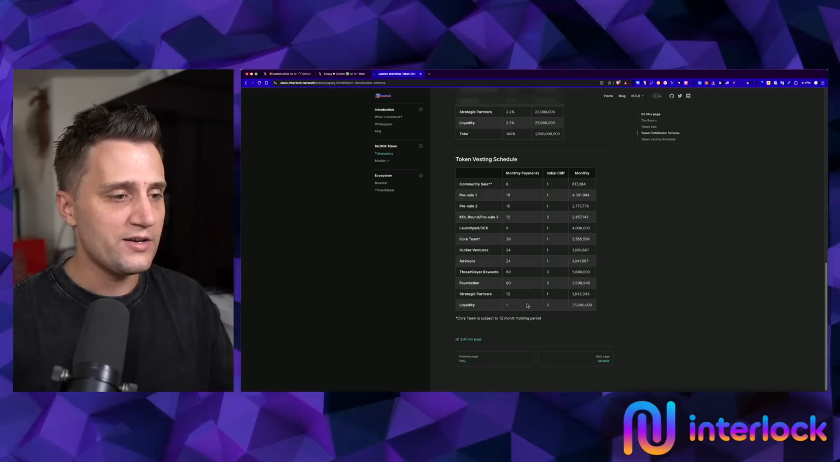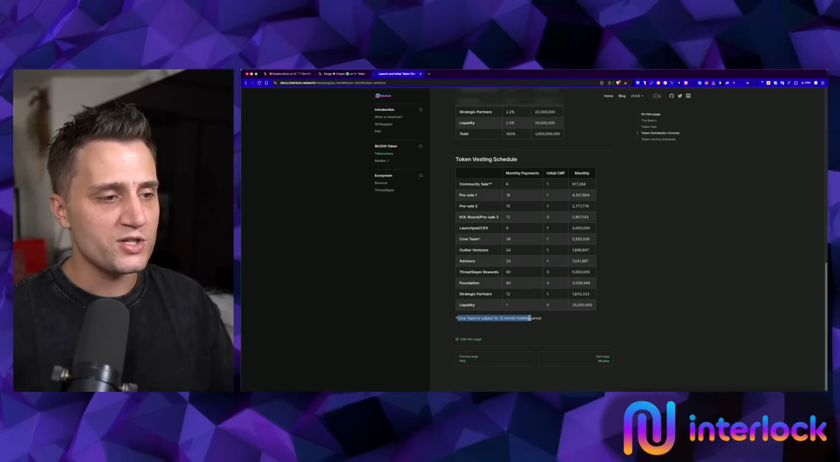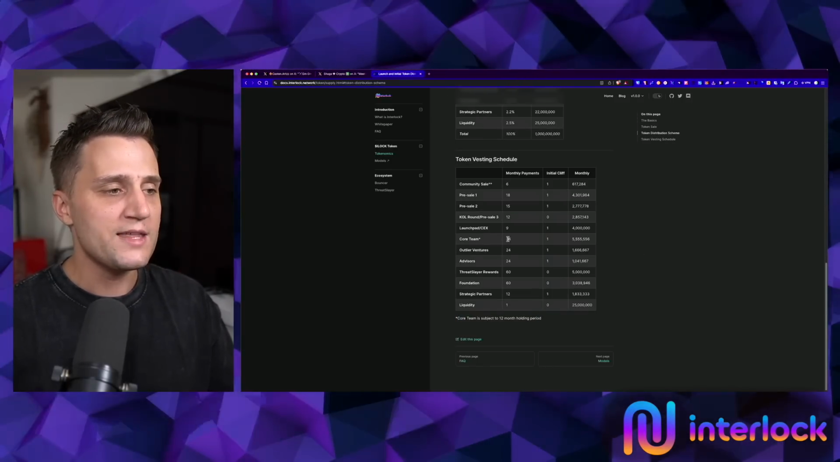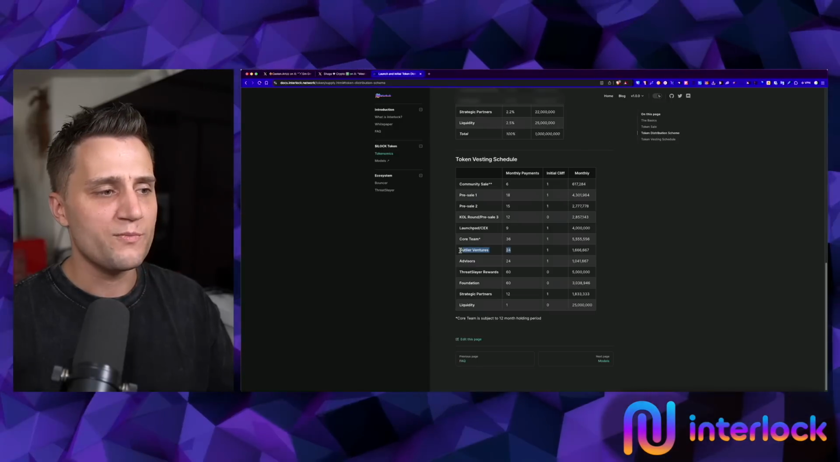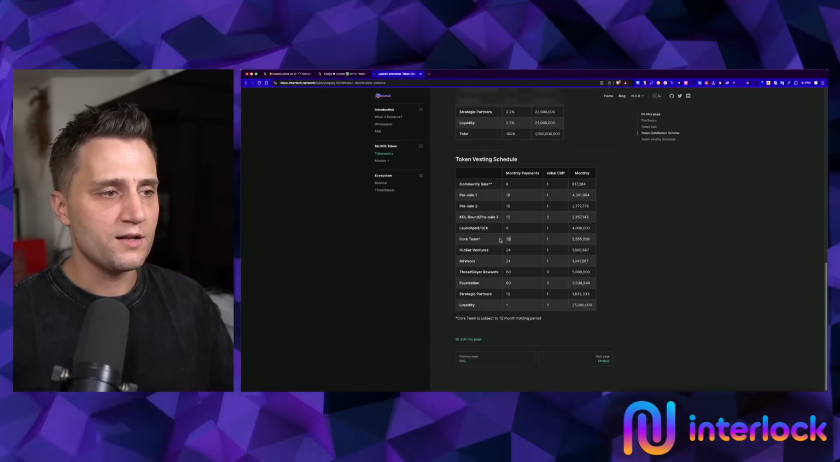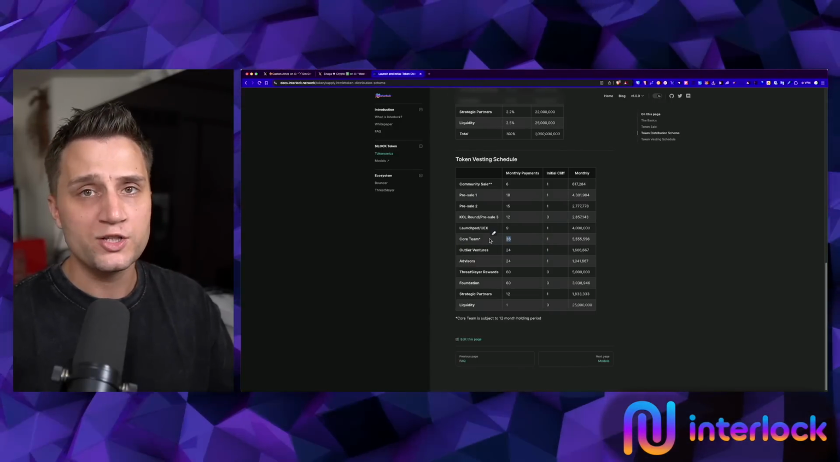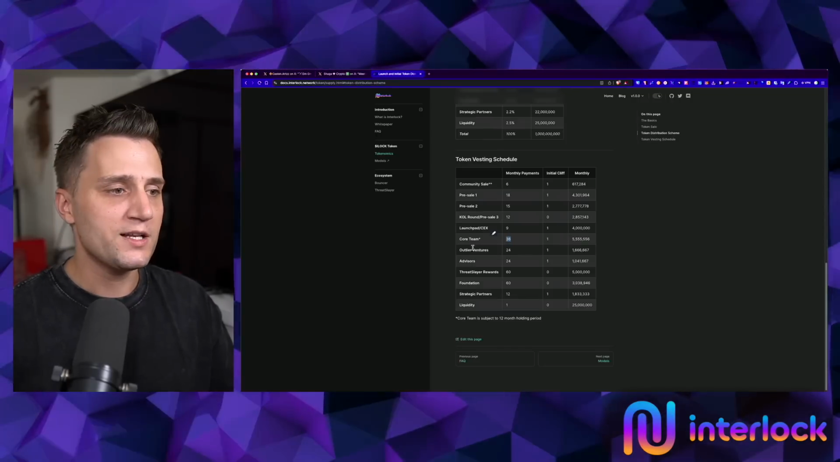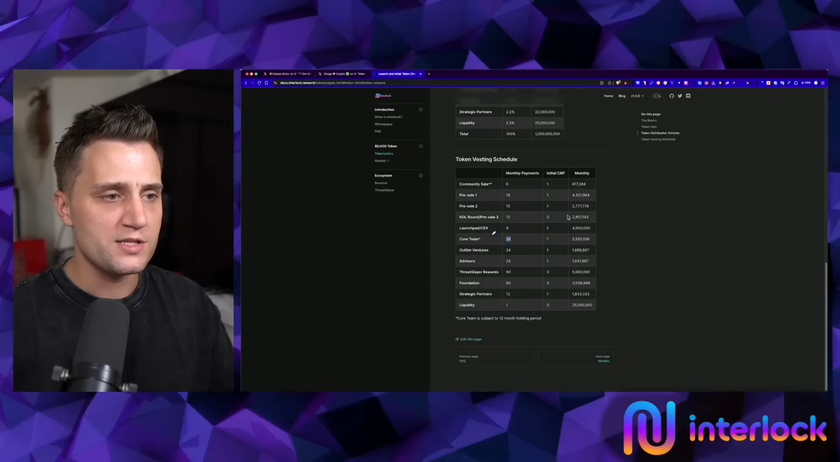So you can see down here, the core team is also subject to a 12-month holding period. That means within the first 12 months of the token being launched, the TGE, token generation event, the team actually has to hold on to their tokens for that first 12 months. And then after that, they can sell.